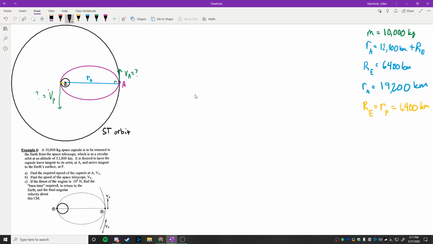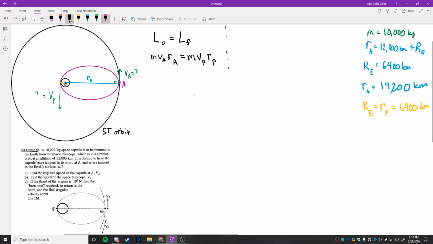So now, in order to find what VA is and what VP is, we effectively have to use the two constraints that I said. One is that angular momentum is constant within an orbit. So if we take the angular momentum at point A, which would be what? It'd be the mass of our object times the velocity at point A, which is VA, multiplied by the distance from here to here, which we're calling R sub A. Then that's going to be equal to the mass of the object times the velocity at point P, multiplied by the distance to point P. Do you guys have any questions about that?